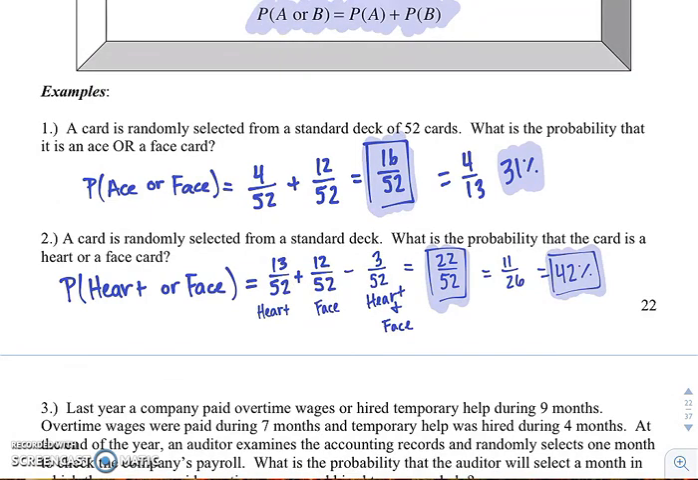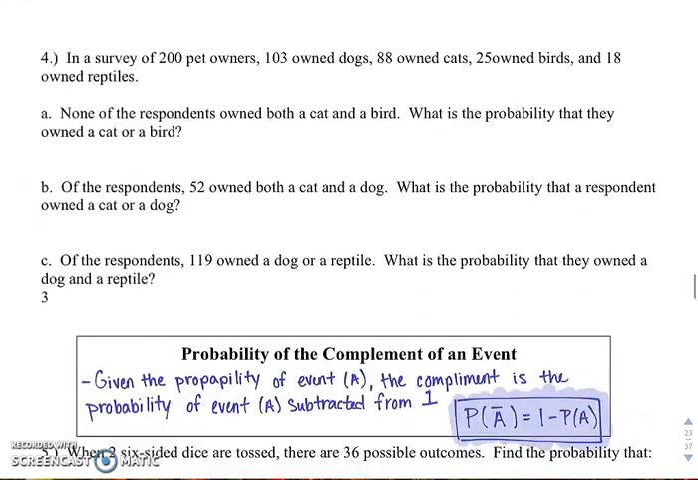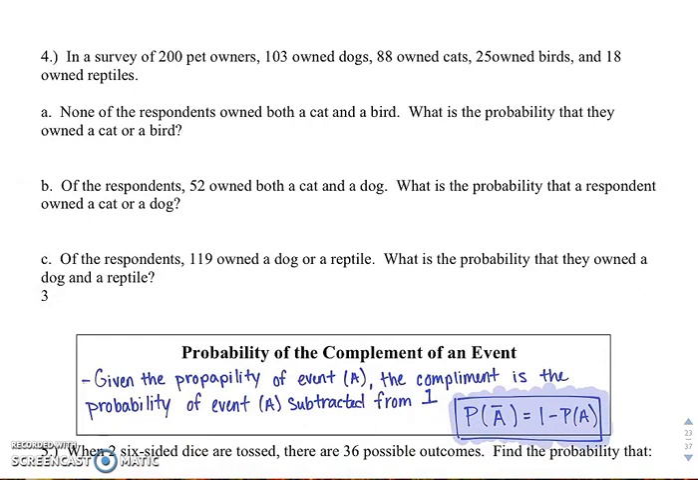So you guys just want to pay attention to if there's overlap when you're finding the probability. We just haven't done any yet where there was overlap, so it's sort of new. So if you keep going here, I've crossed out number 3, so number 4 is actually your number 3.